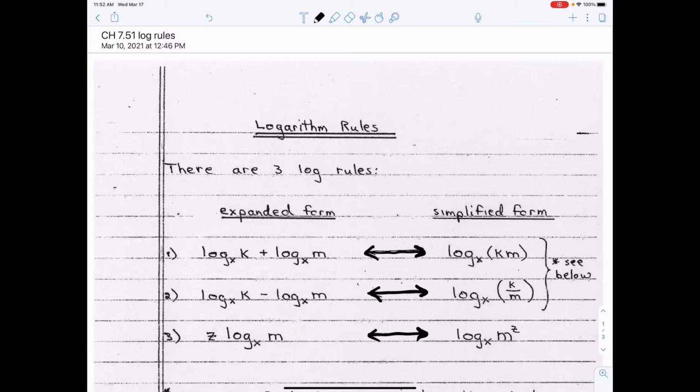How do you know which one to do? Always try and simplify first. Well, first of all, try not to use log rules at all. But if you have to use the log rules, then go from the expanded form to the simplified form. And then if that doesn't help, which most of the time you'll never have to do this last thing, then go from the simplified form to the expanded form.